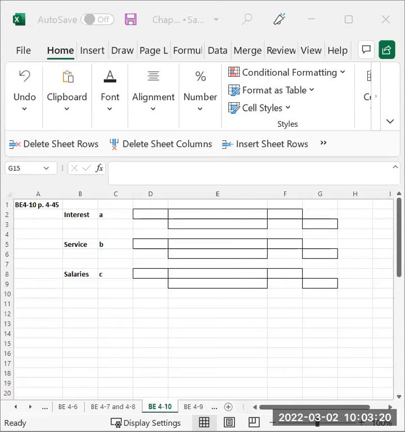All right, so BE 410 says, the bookkeeper for Tran Company asks you to prepare the following accrual adjusting entries at December 31. Use these account titles: service revenue, accounts receivable, interest expense, interest payable, salaries and wages expense, and salaries and wages payable. And there's an A, B, and a C. So A, interest on notes payable of $300 is accrued.